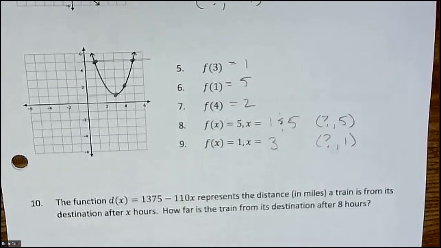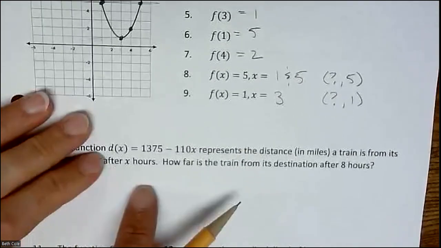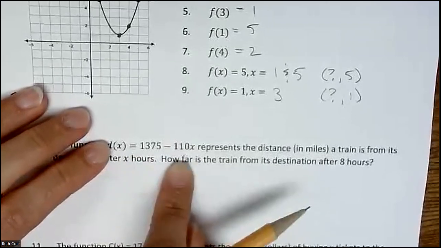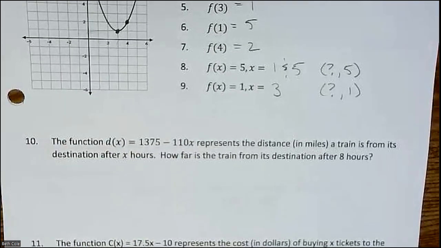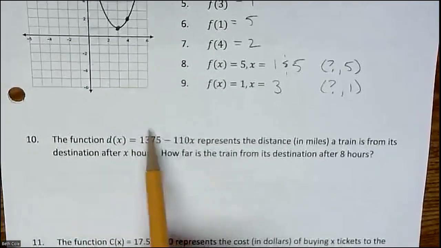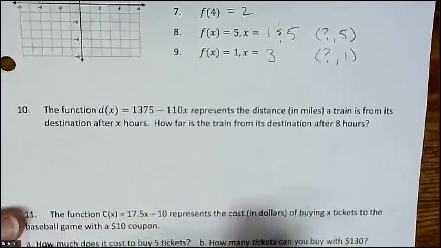All right, these last 2 are word problems. That means you have to read. They gave us an equation. That means we can just use the calculator. All right, so whenever they give you an equation like this, it means you're going to use the calculator.